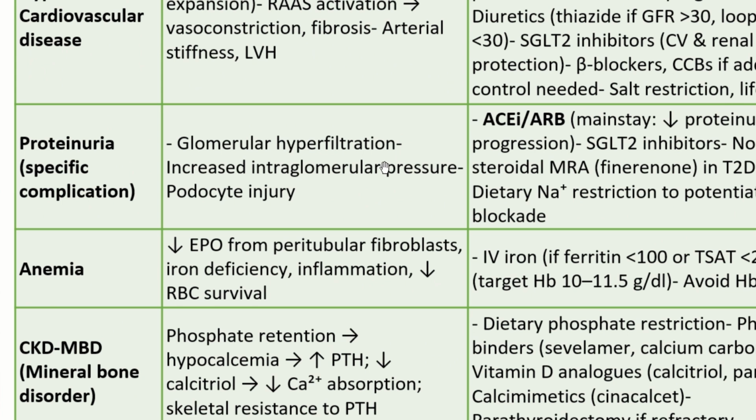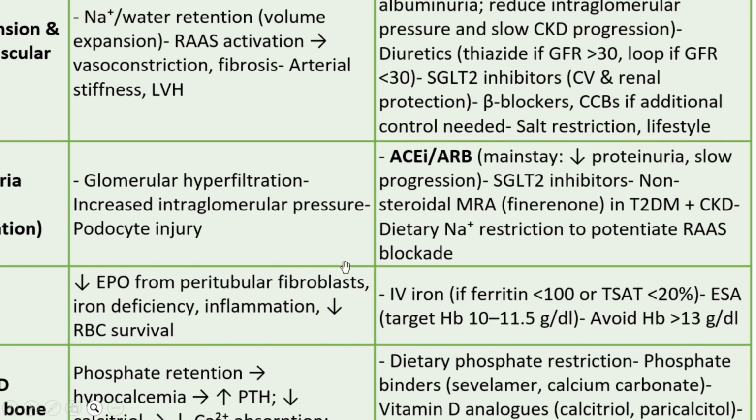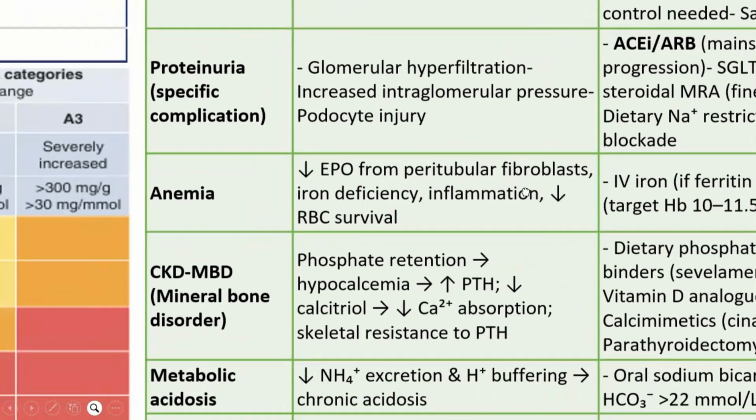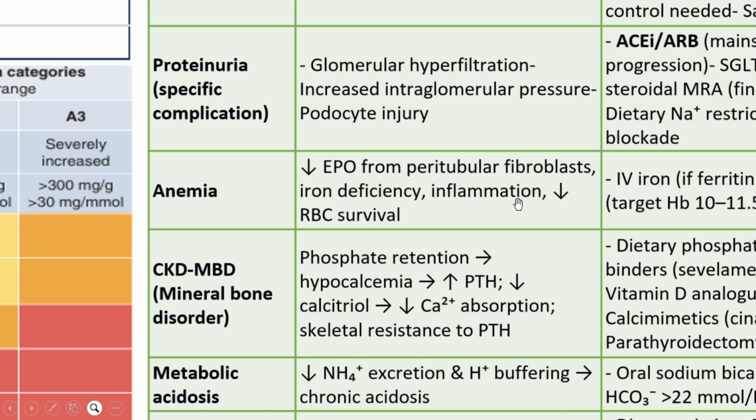Then the proteinuria is going to come from glomerular hyperfiltration and increased intraglomerular pressure that damages the podocytes, which normally prevent the extravasation of proteins. So this time we don't have the proteins adhering, and it's important that we use ACE inhibitors, as these will help reduce the amount of protein in the urine. Then we have some new drugs like the non-steroidal mineralocorticoid receptor antagonists like finerenone that have also been used. We can do dietary restriction of sodium. SGLT2 inhibitors have also been used.